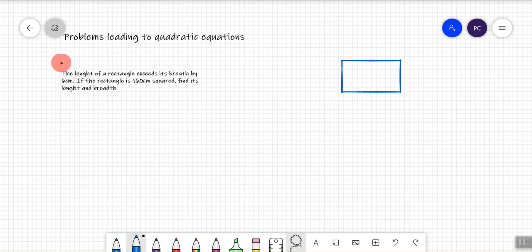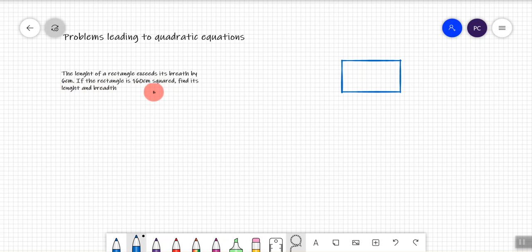So in this lesson we're going to look at problems leading to quadratic equations. This is a typical example of a problem that leads to a quadratic equation. If we read the question: the length of a rectangle exceeds its breadth by 6 centimeters. If the area of the rectangle is 160 centimeters squared, find its length and breadth.